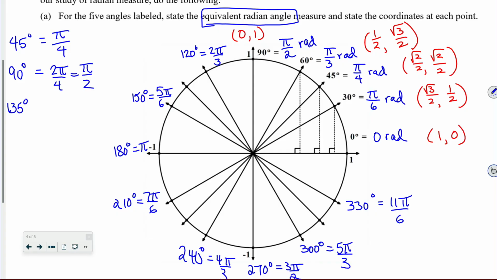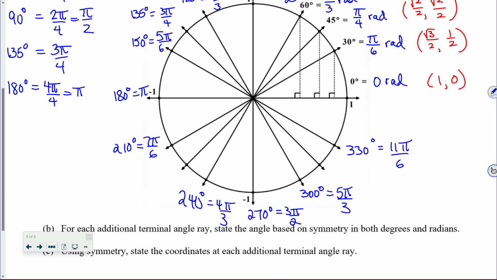That's 135 degrees, and that's going to be 3 pi over 4. And that's going to be right here. So that's 135 degrees, 3 pi over 4. Okay, if I add another 45 degrees, I'm at 180. And that's 4 pi over 4. But 4 pi over 4 reduces to pi.